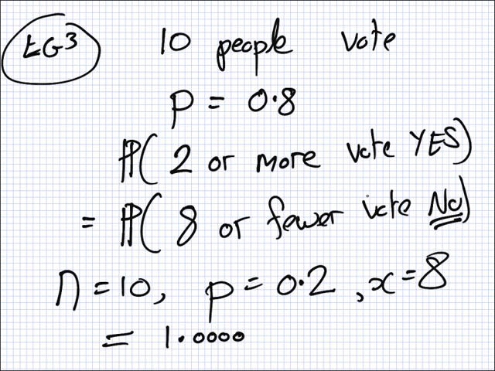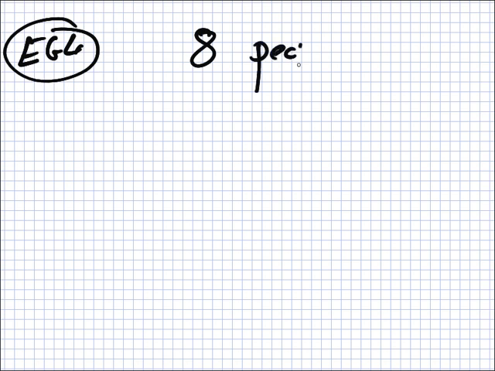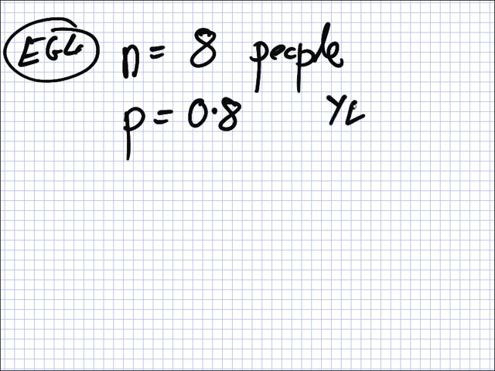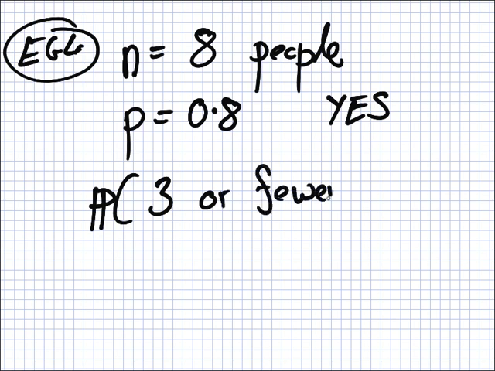Can I do the next example? Okay, now I'll let you try this one by yourself before I do it. Let's see if you can figure this out. So, example 4. Again, we'll go back to 8 people. And the probability of a yes vote, we'll make it 0.8 for any individual. And this time I want the probability that 3 or fewer vote yes.